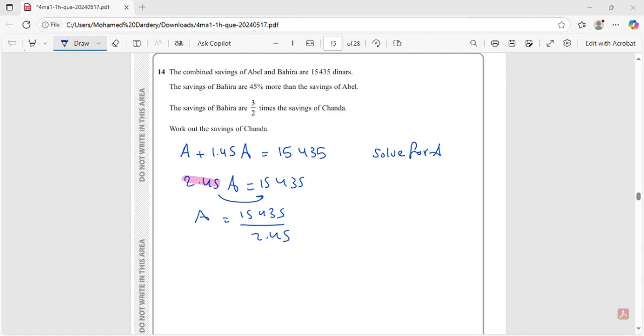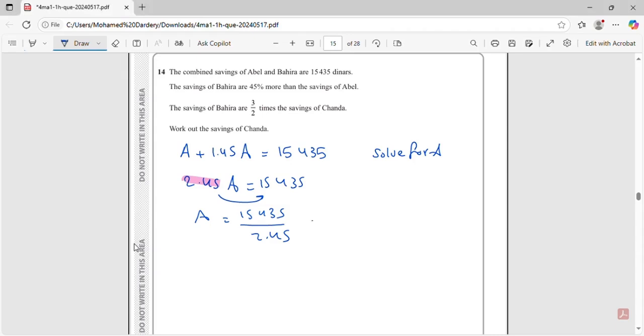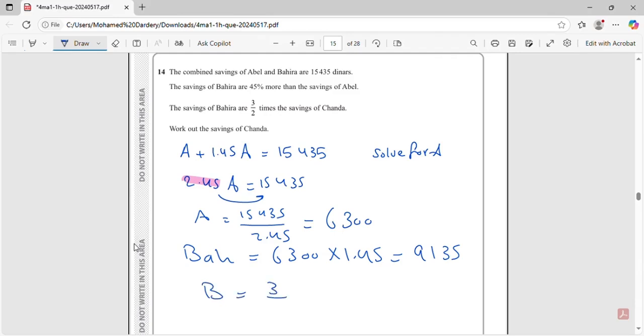So we have 15,435 divided by 2.45, which is equal to 6,300. After this, this is for Apple; we need Bahira. So Bahira will be 6,300 multiplied by 1.45. By using the calculator we find that it's equal to 9135. After that, he said that the savings of Bahira are 3 over 2 of Chenda.